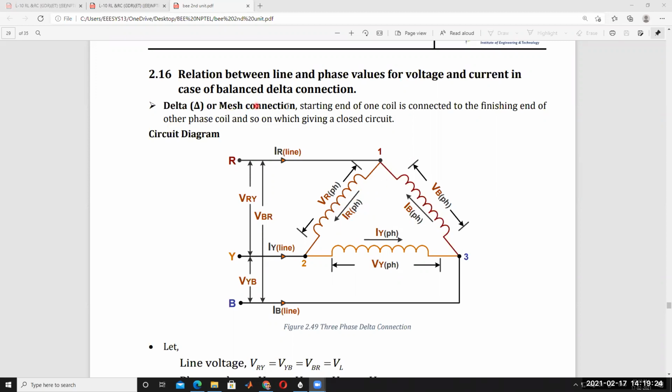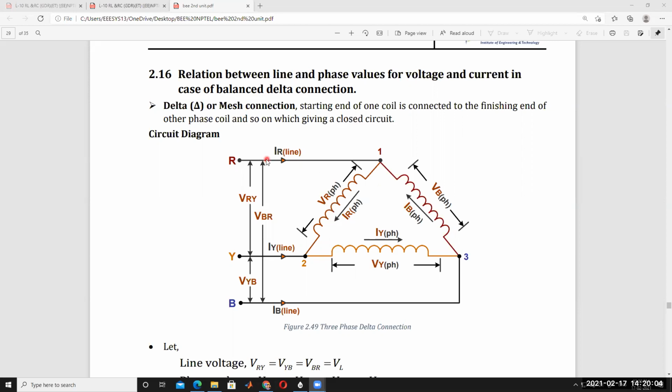This is also called a delta or mesh connection. The starting end of one coil is connected to the finishing end of another phase coil, and so on, giving a closed circuit. A closed circuit is called a mesh. This is the starting point and this is the ending point, which is connected to the starting of another phase, and its ending is connected to the starting of the next phase. Like this, all phases are connected in a delta connected circuit.